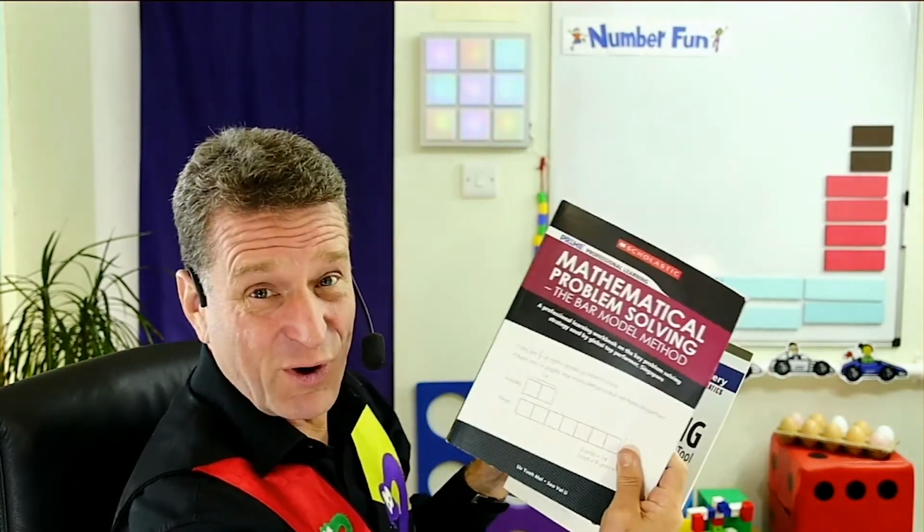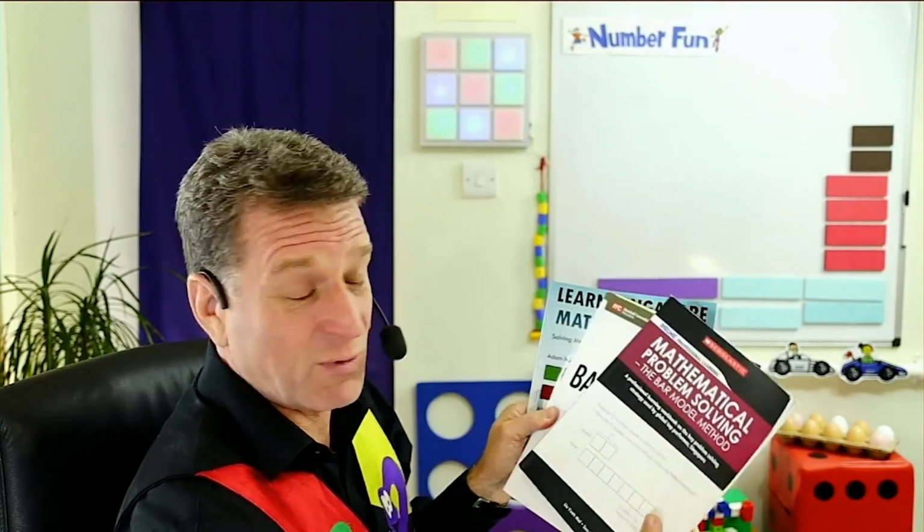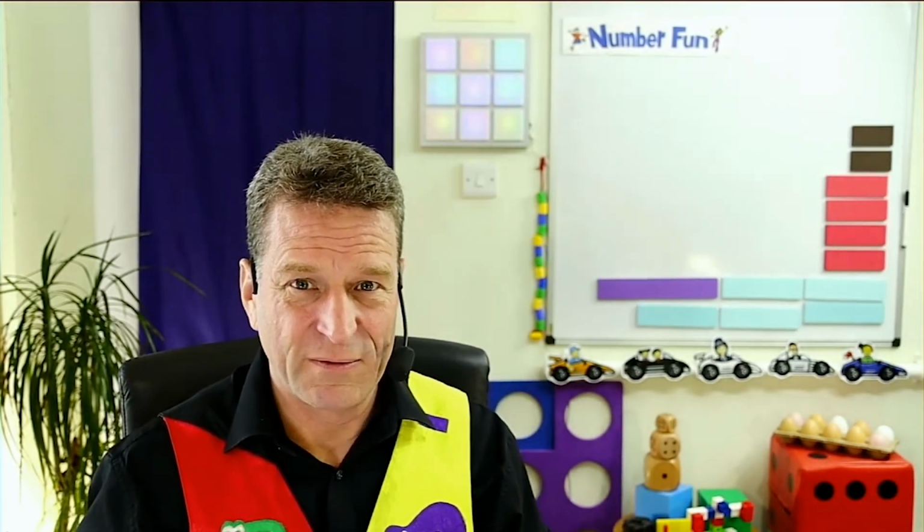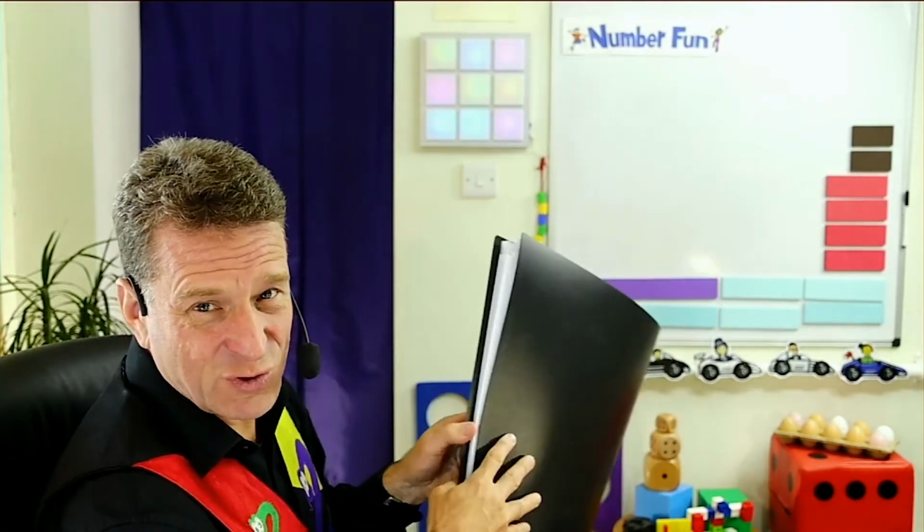In fact, this book is brilliant. I really, really like this one. But all of them are really, really helpful. Those books have helped me get my brain around the Singapore bar model approach. And that also led to the creation of our visual bar model policy.